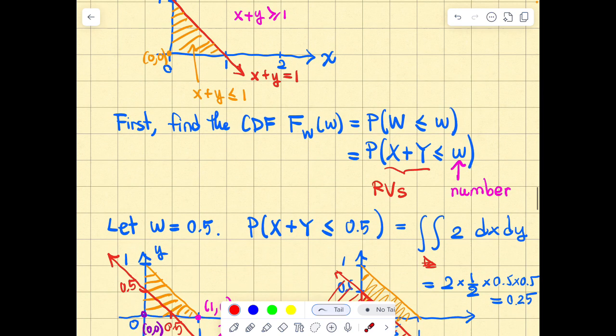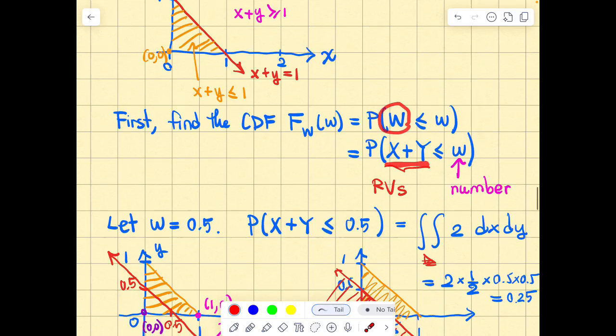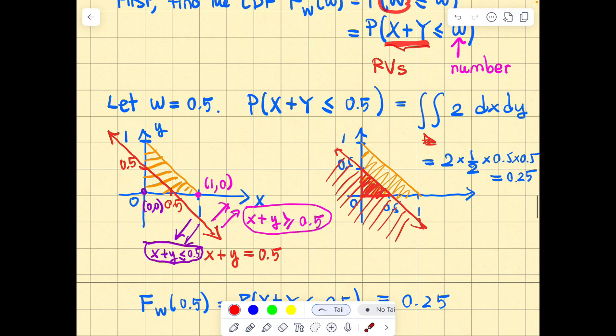Now, to find the PDF, again, we're going to use the same technique. We're going to find the CDF first. The CDF is the probability that W is less than or equal to some number w. So w here is a number, and the random variable W is x plus y.